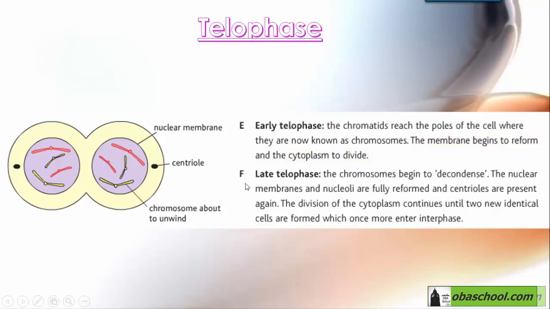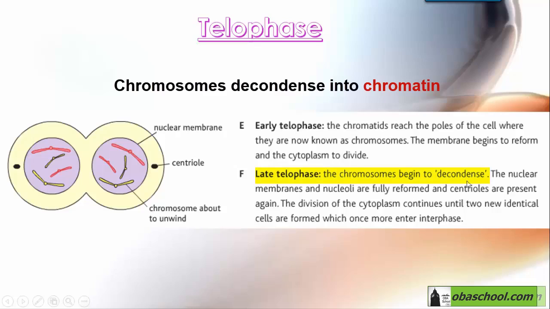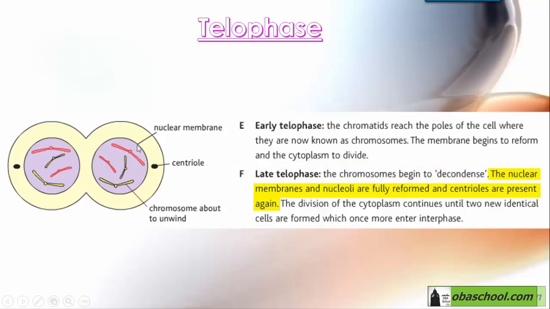Now in late telophase, we have the chromosomes decondensing into chromatin. So they were chromosomes and now they are chromatin again. And the nuclear membranes and the nucleoli are fully reformed by now, and the centrioles are present again, because the centrioles disappeared at the beginning of mitosis.